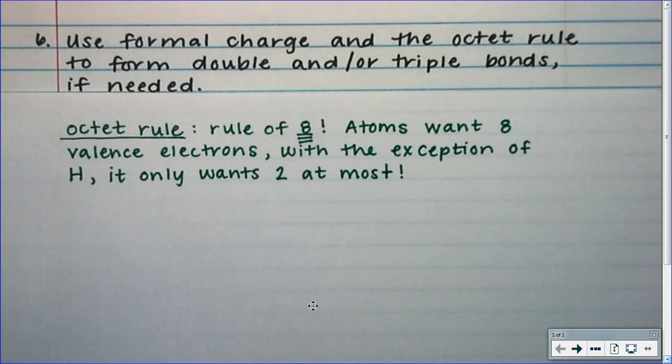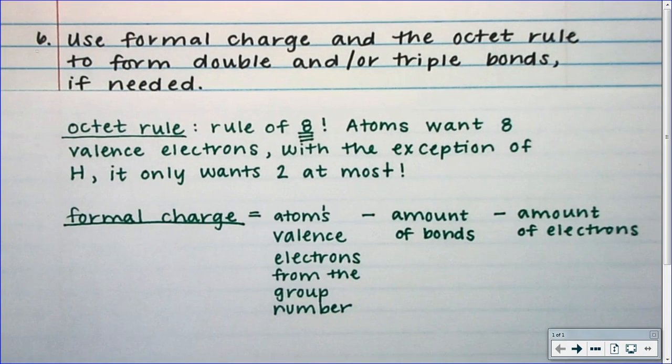Atoms want 8 valence electrons, with the exception, of course there's always an exception in chemistry, that hydrogen only wants 2 valence electrons at most. When you're working through your Lewis structures, this is really what you need to hold on to. Depending on your instructor, they could give you some other exceptions to the octet rule, but we'll leave that up to them.